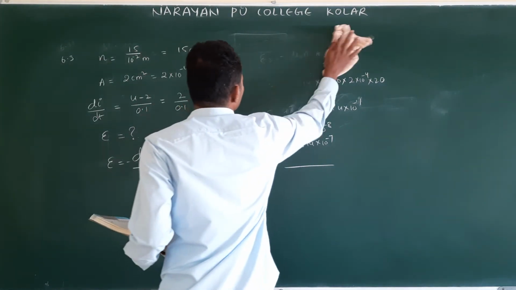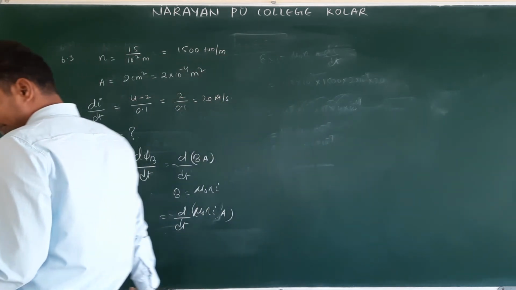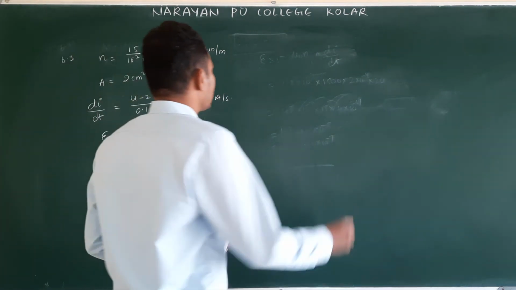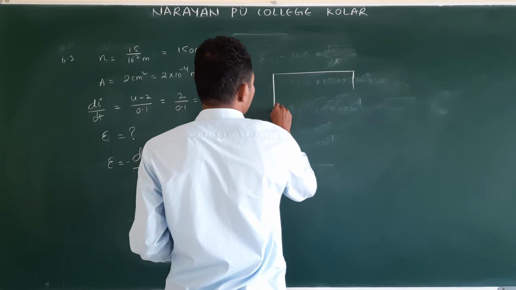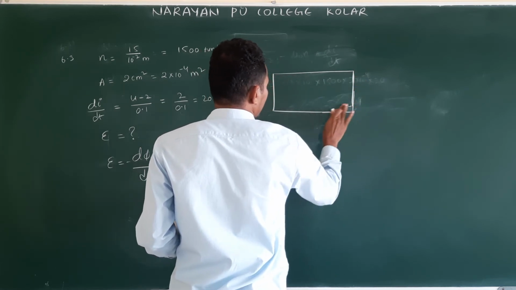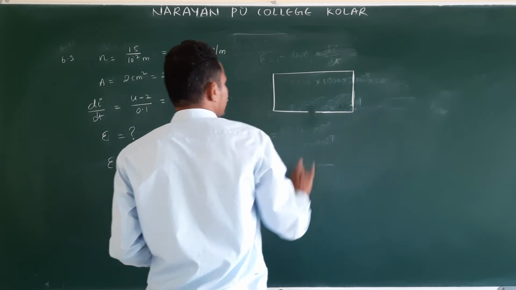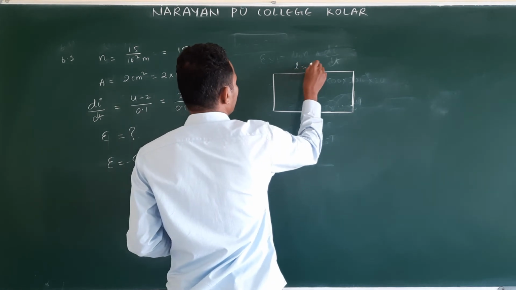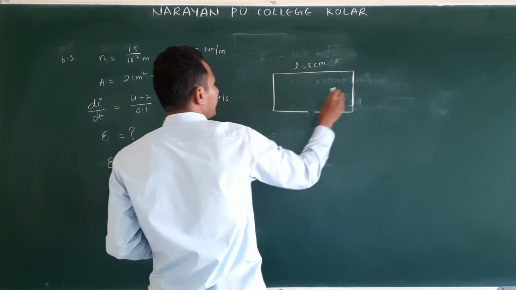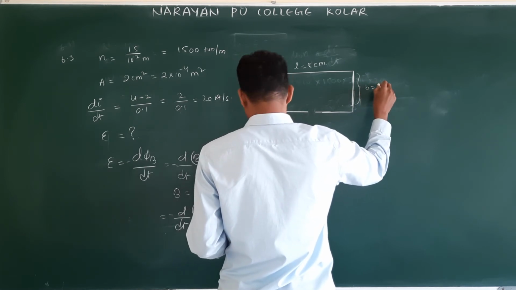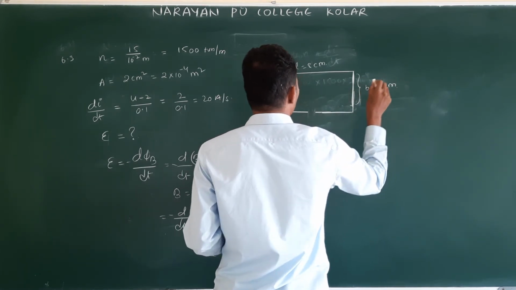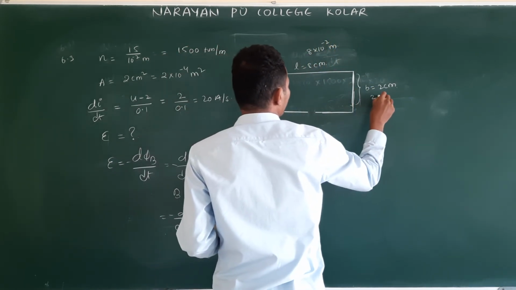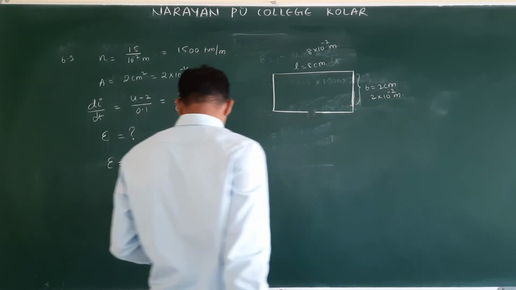Fourth question. It is a rectangular wire loop of sides 8 cm and 2 cm. There is a rectangular loop like this, and somewhere there is a cut. Take L equal to 8 centimeters, and this one B equal to 2 centimeters. In meters, 8 into 10 power minus 2 meter, and this is 2 into 10 power minus 2 meter.